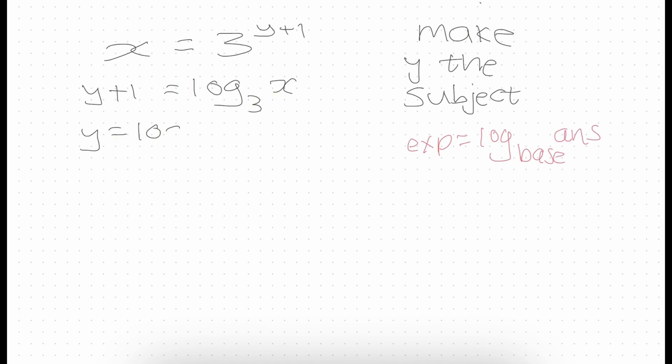Now, solving y, you just need to carry over the constant. That's why it becomes minus 1. And there you've written it into log structure.